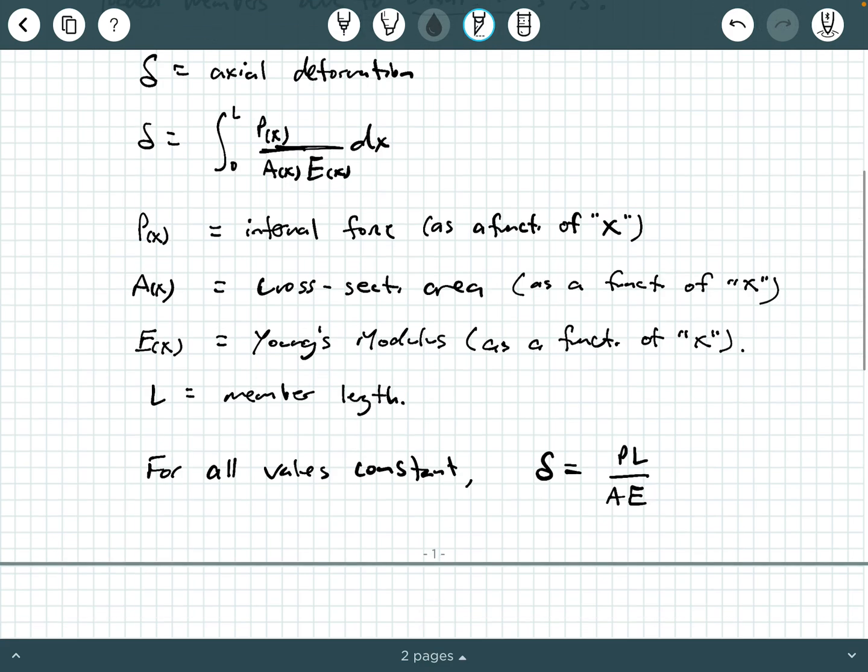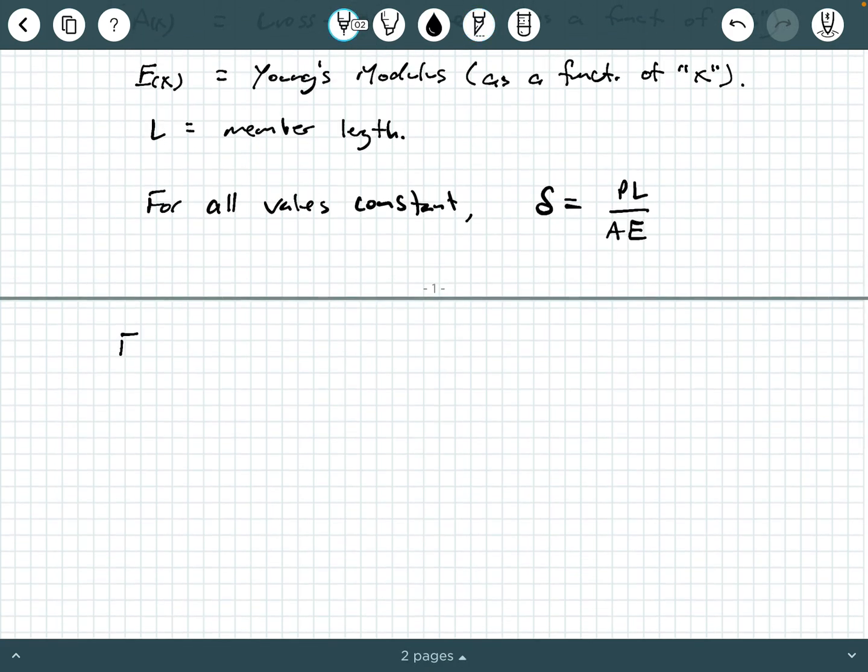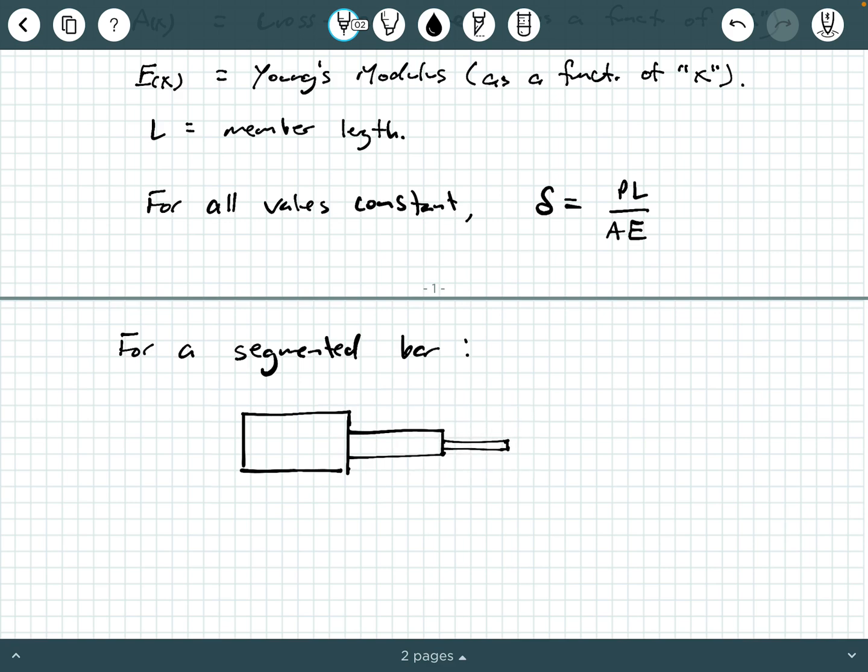Okay, now what happens if you have a segmented bar? For a segmented bar, for example, let's say you've got a bar that has some different segments with different properties. I'm just drawing something like this, and this is maybe segment number 1, segment number 2, segment number 3, and of course you could have an E1 and an A1, an E2 and an A2, and an E3 and an A3, and you can have a length 1, length 2, length 3, so on and so forth.